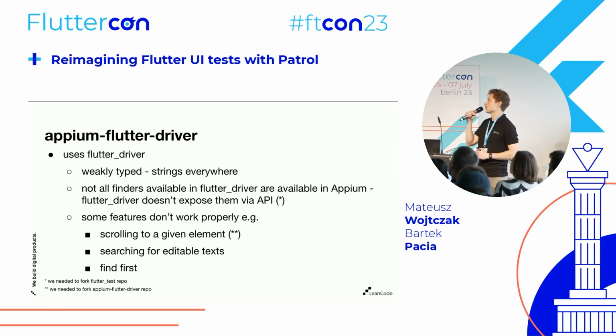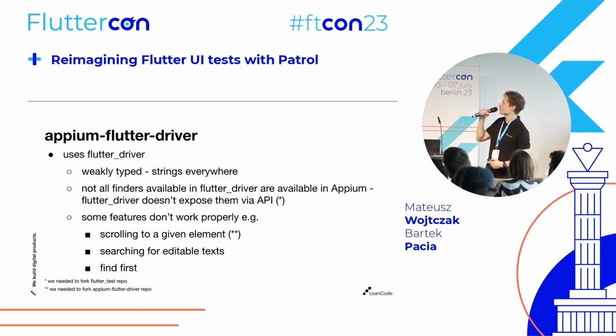For example, we had to re-implement scrolling, and as you can see, I added the stars that we needed to fork Flutter test. We needed to fork Appium Flutter Driver. Also, you cannot find first, because there are workarounds for that, but you can't just find the first widget, or if there are multiple widgets and you want to just go through them, you will also get a crash, because it's something that's unexpected from the Flutter Driver perspective, and your test fails.